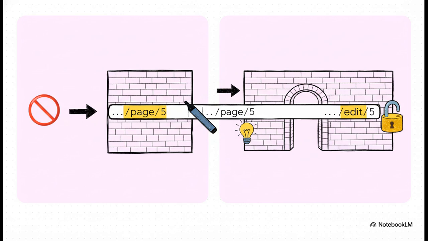This is a perfect illustration of how it works. Let's say you try to look at a page with an ID of 5, and the site says, "Nope, forbidden." A curious bug hunter might think, well, if I can't view it, maybe I can edit it. By simply changing the word page to edit right there in the URL, boom, they bypass security and get full access. It can be that easy.